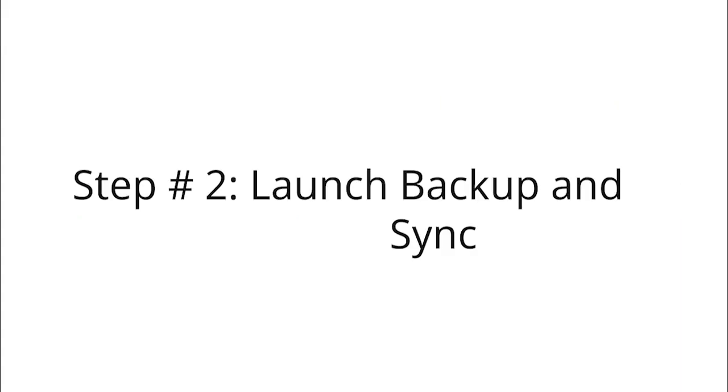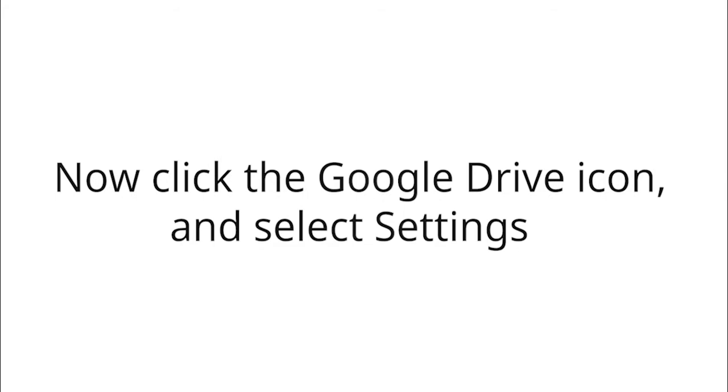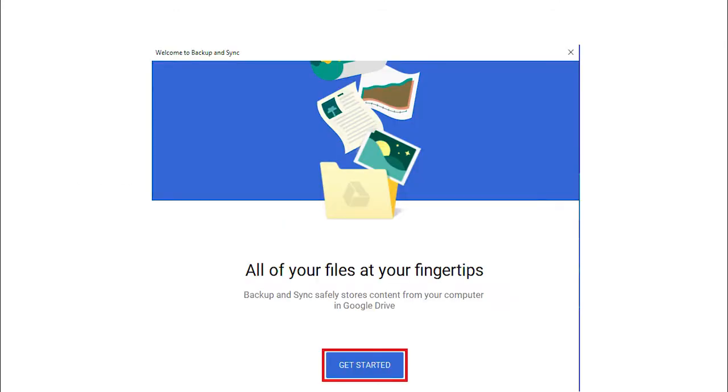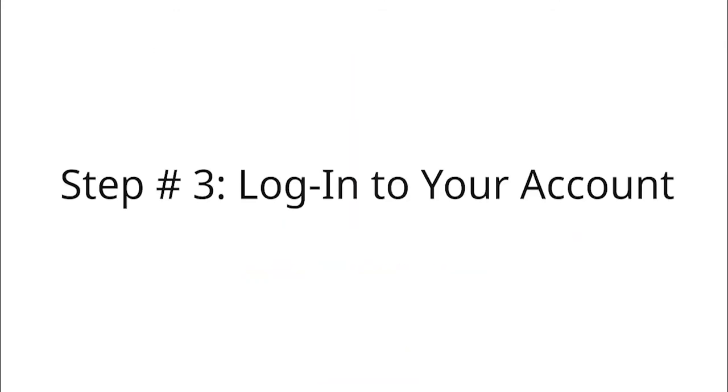Step 2. Launch Backup and Sync. Click the upward arrow icon in the notification area of the taskbar. Now click the Google Drive icon and select Settings. You should see a screen similar to the following. Click on Get Started.